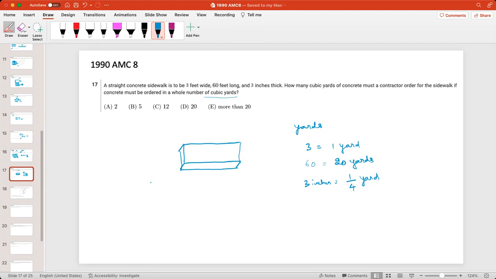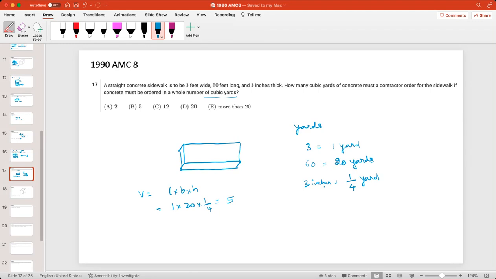correct? So now I'm going to say volume is equal to length into breadth into height. So that is equal to 1 into 20 into 1 by 4. Am I doing it correctly? Somewhere I'm mistaken. This will give you 5. Is that the answer? Let me check. Yeah, so looks like I made a calculation error here.